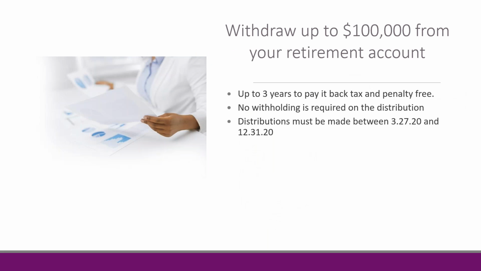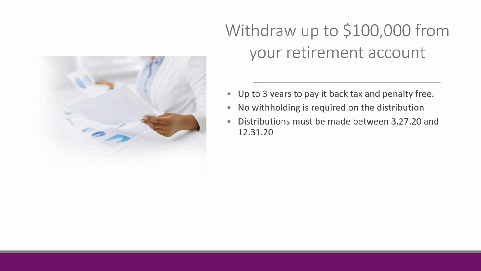Now, what I had just spoken about in the last slide was loans from your 401k or 403b or retirement plan. Right now, I'm talking about the potential to withdraw up to 100,000 from your retirement account as a distribution. So you have up to 3 years to pay it back, and it's going to be tax and penalty free. No withholding is required on the distribution. Normally there's a 20% withholding that the provider will have to withhold. Distributions must be made between March 27th, 2020 and December 31st of 2020.